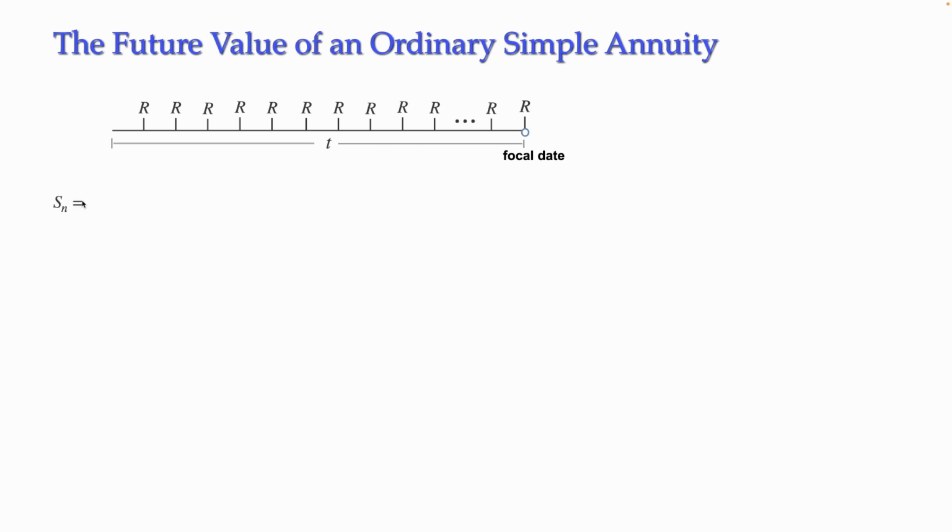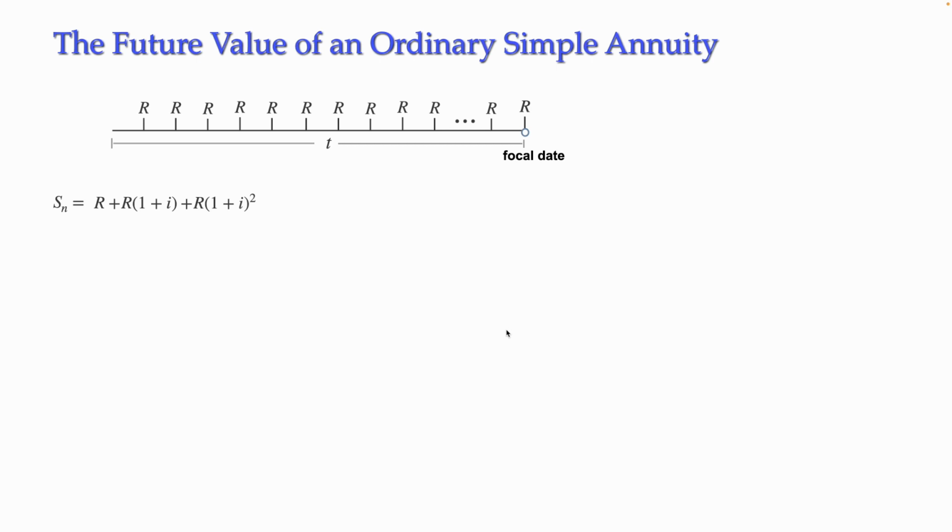I'm going to use the symbol S sub n. We have n payments. The value of this last payment is R, so I'm going to type R, plus the value of the previous payment that is made one payment interval before the focal date. So it will be plus R(1+i)^1. And obviously there will be another payment that is made two payment intervals before this R. The value of this payment will be R(1+i)^2.